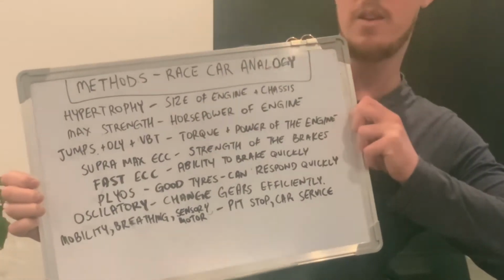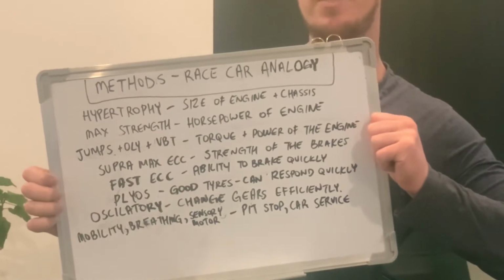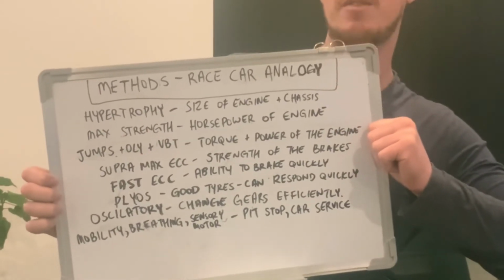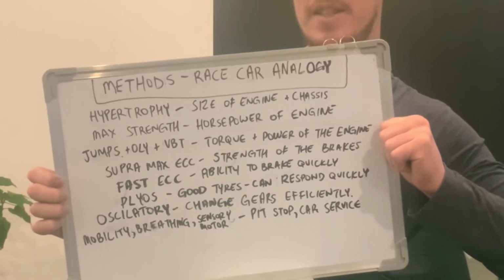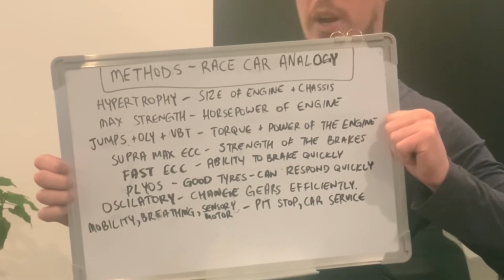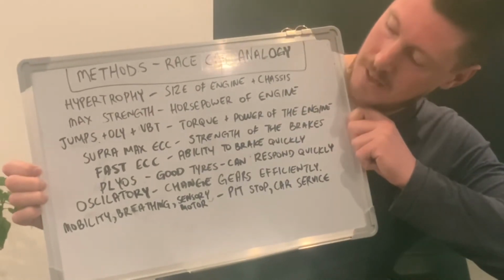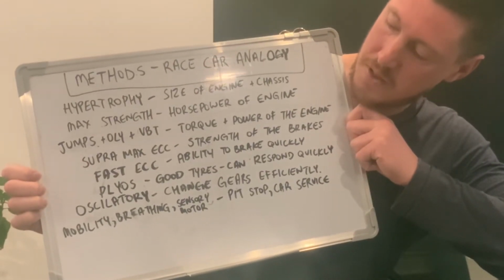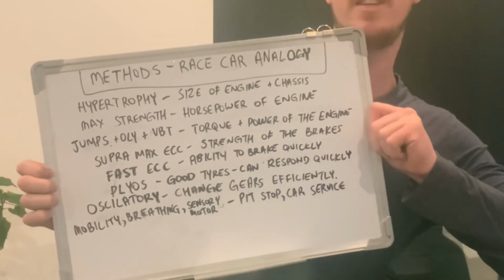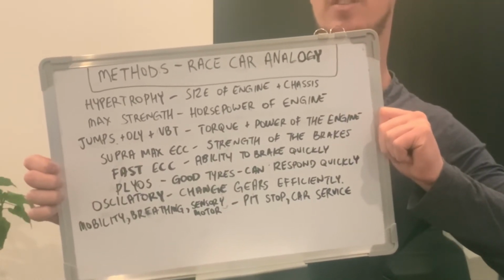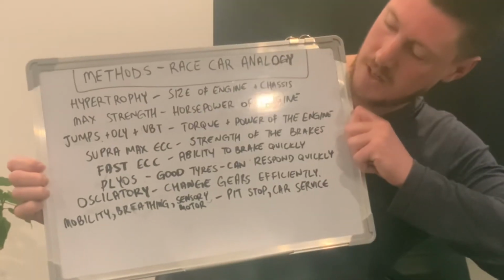Plyometrics, obviously, is something that really improves stiffness and resiliency in the athletes, but you can explain it to your athletes. It means you have very good tires, okay? It means that you're quicker around the track, you can respond really fast, okay? Oscillatory movements, this is for more really advanced athletes, but means you can change through your gears efficiently, okay?